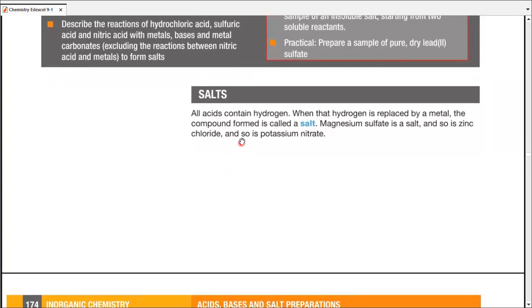So, starting off with the very definition of salt, all acids contain hydrogen. For example, HCl, hydrochloric acid, sulfuric acid, H2SO4, nitric acid, HNO3. If I keep giving examples, I'll keep adding some formulas over here, which would contain the H, hydrogen, in it. And the definition of salt is pretty simple. When this hydrogen is replaced by a metal, the compound formed is known as a salt.